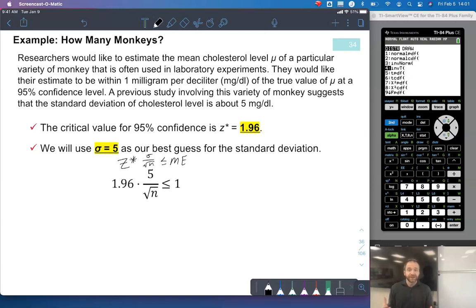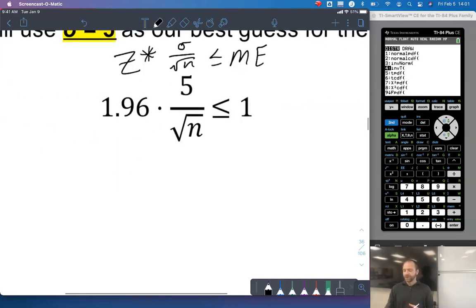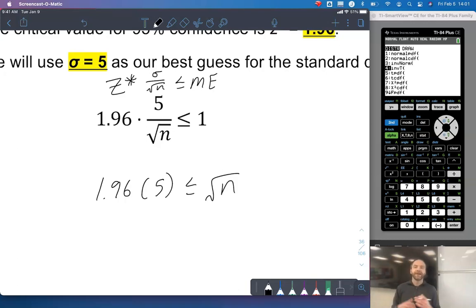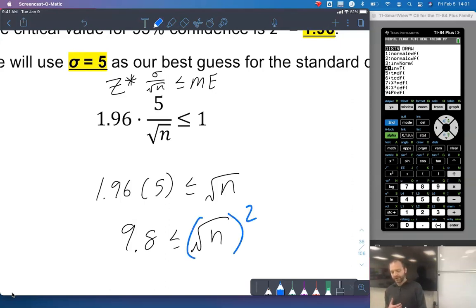Now you apply your algebra skills and you solve. And so what I'm going to do is move the radical n to the other side, but at the same time, I'm going to multiply the 1.96 and the 5 together. So I have my information here. And when I multiply those, it's going to give me the information, and then I'm going to square it. In this case, I take 1.96 and multiply that by 5. I believe it's 9.80, so 9.8 equals the square root of n, and I'm going to square both sides. And that's going to give me the information.